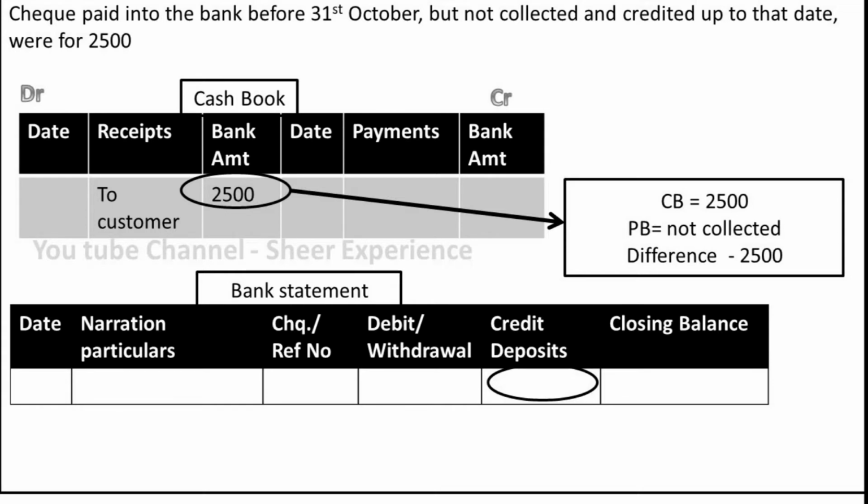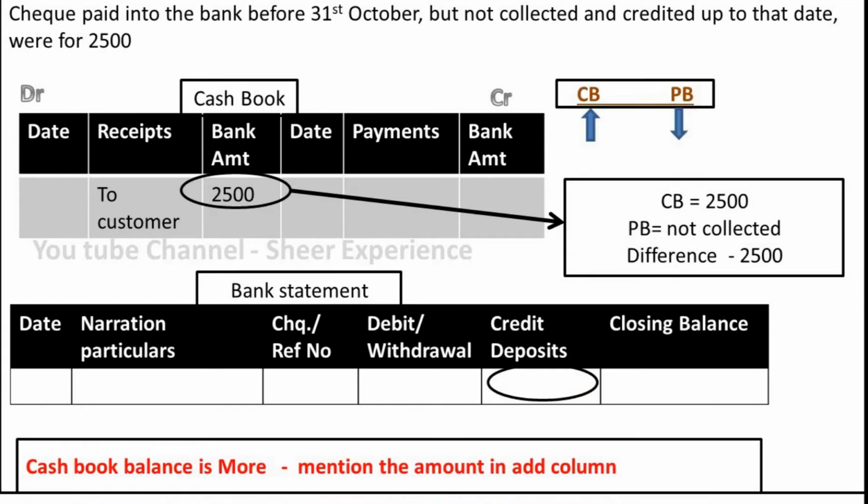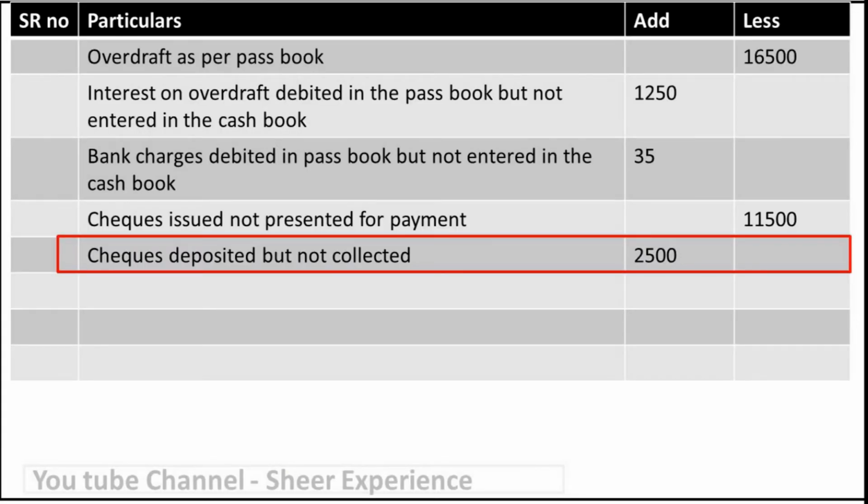When the difference amount relates to receipts, it increases the closing balances. Because of this receipt amount, cash book balance is more than passbook balance. I am preparing the bank reconciliation statement as per passbook overdraft balance, so I refer to the cash book balance. Here cash book balance is more, so I mention the amount, that is 2,500, in the add column, and in the particulars column: checks deposited but not collected.